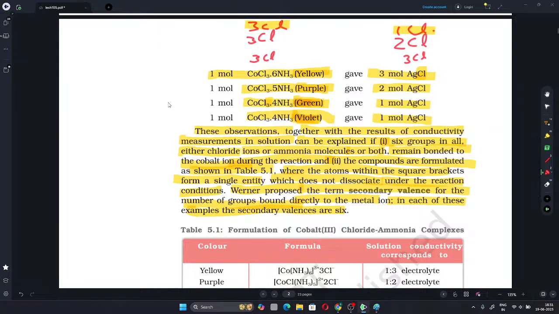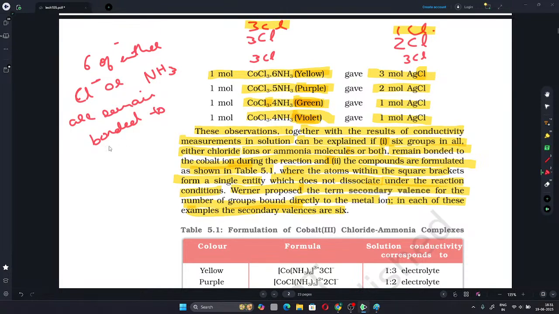If 6 molecules of either chloride ions or NH3 molecules remain bonded to Co, then only it is possible.